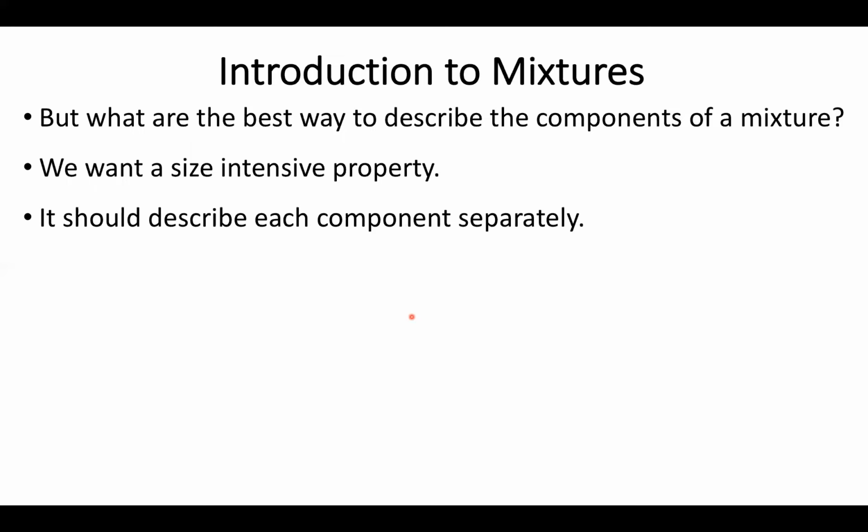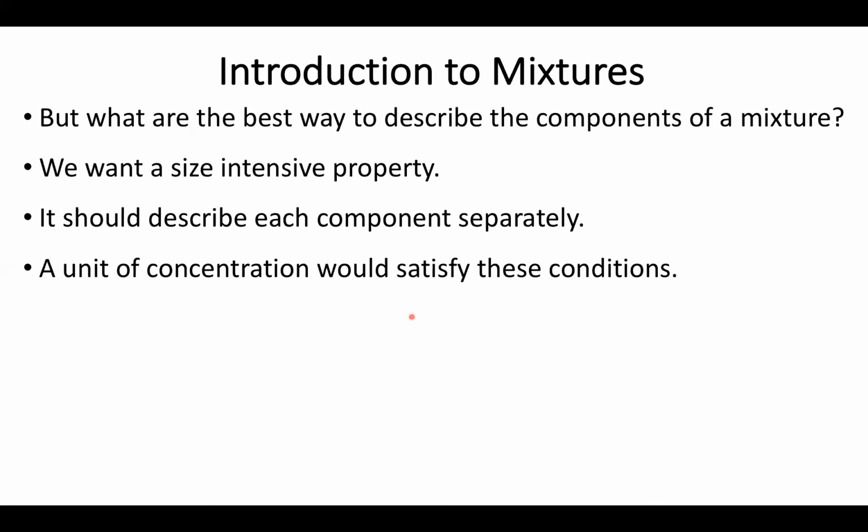However, in addition, we want it to be able to describe each component separately. Oftentimes, this is because I'm only interested in a single component. So this often is going to give us a unit of concentration. So concentration is often going to be the best way to satisfy these conditions. However, it turns out if you look back through what we've covered so far, we haven't actually demonstrated many units of concentration that are going to adequately satisfy a lot of our thermodynamic properties. Because in truth, there actually isn't many.